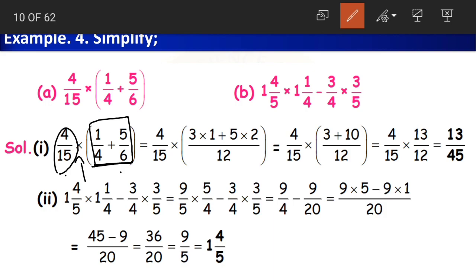Now what are we having here? 1 by 4 plus 5 by 6. Now look at this, it is addition. So when we are adding two fractions, they must be like fractions. Here we are having 4 and 6 as the denominators, which are different denominators. That means these fractions are unlike fractions. Yes. So what should we do? First step is to find out the LCM.